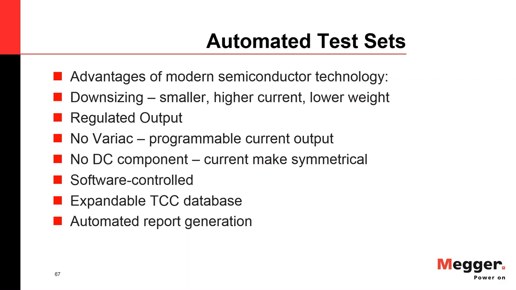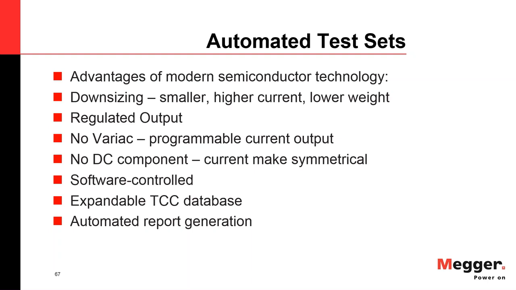I mean, test sets comparable in the same power class, one based on semiconductor technology, will be smaller, will be able to drive higher currents, and will be lighter. It won't be light, but it will be much lighter than the classic tester. You have the ability immediately to have a regulated output, because there must be a feedback loop controlling the output source, the power electronics. You can get rid of the variac. You can have an output that is programmable. So you just tell a software, this is the current I want.